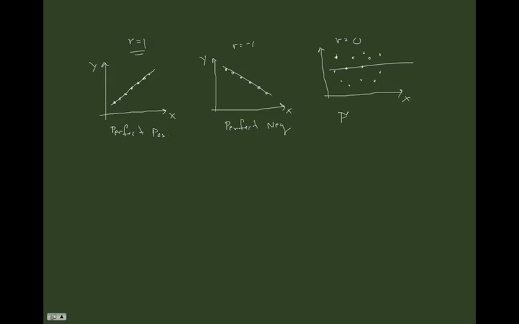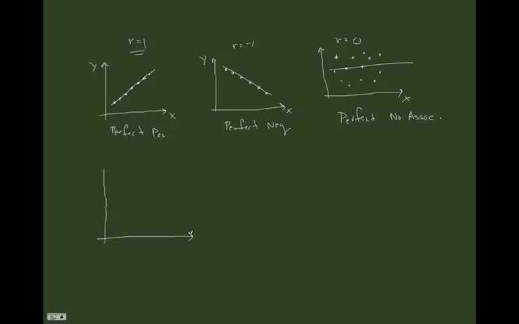And this is perfect, no association. Now, these things really never happen. And so what we end up with is something more realistic. And why do I say those two, the upper three, never happen?